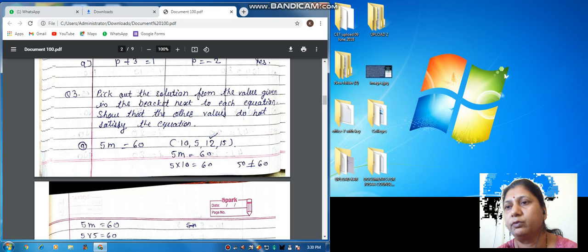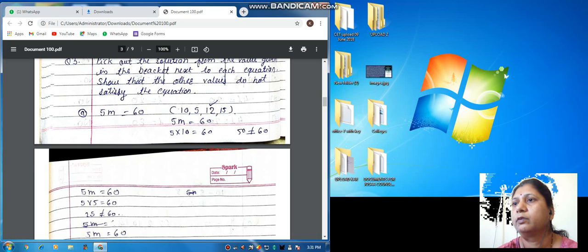So how? Let's see. 5m is equal to 60. So this is the given equation. 5m is equal to 60 is the given equation. And we have to put the values 10, 5, 12 and 15 one by one. Let's start.